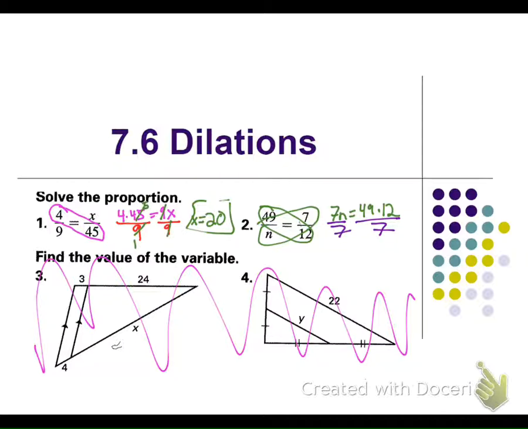Does 7 go into 12 or 49? How many times does 7 go into 49? 7. How many times does 7 go into 7? 1. So we have 7 times 12 over 1. What is 7 times 12? 84. Nice job.